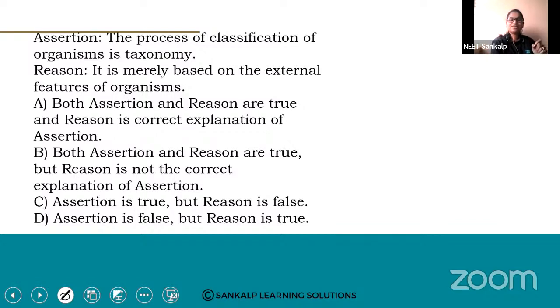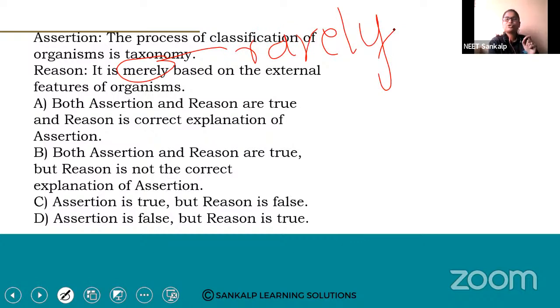The assertion: the process of classification of organisms is called taxonomy. The reason: it is merely based on, it is rarely based on external features of organisms. External features, that is, morphological features of organisms.